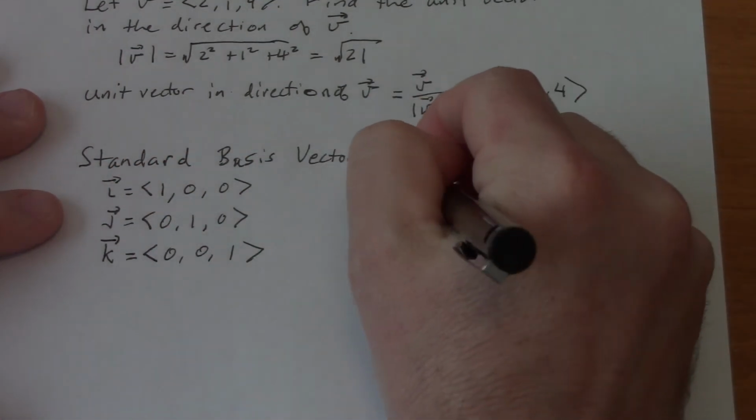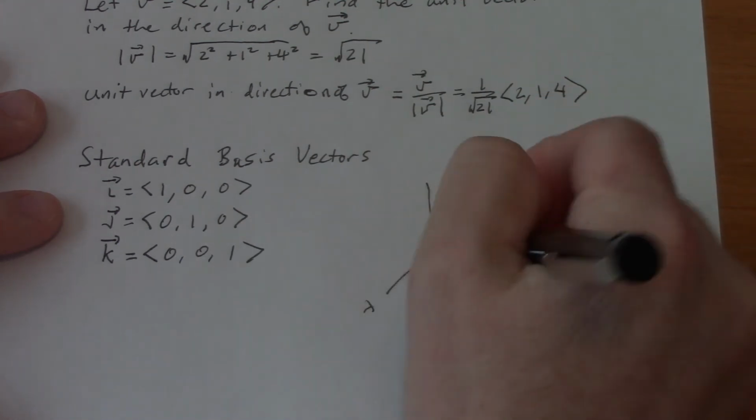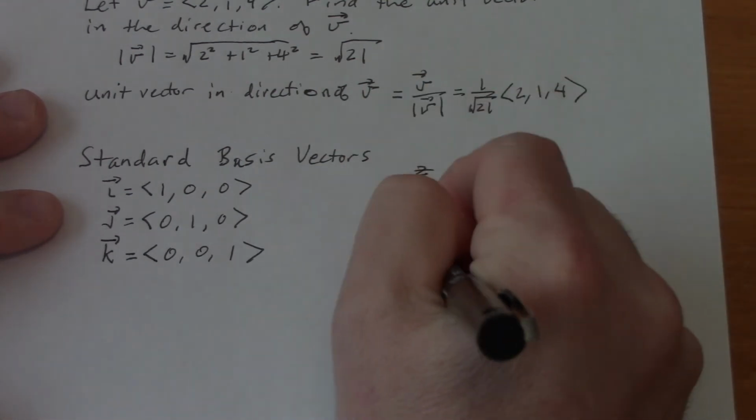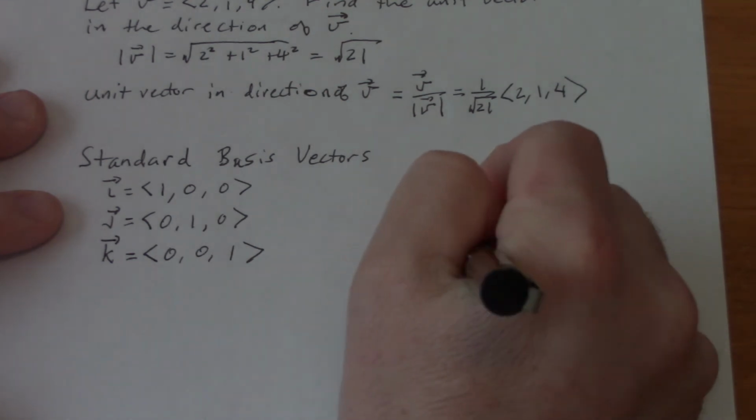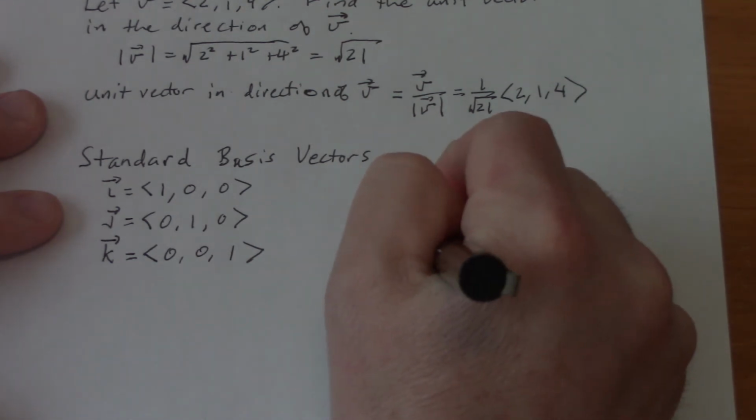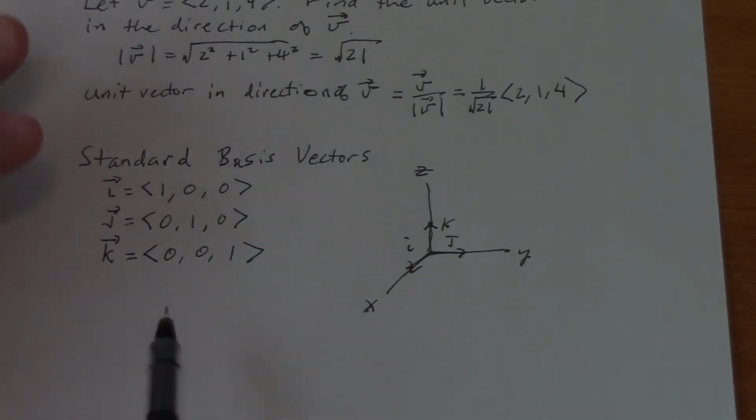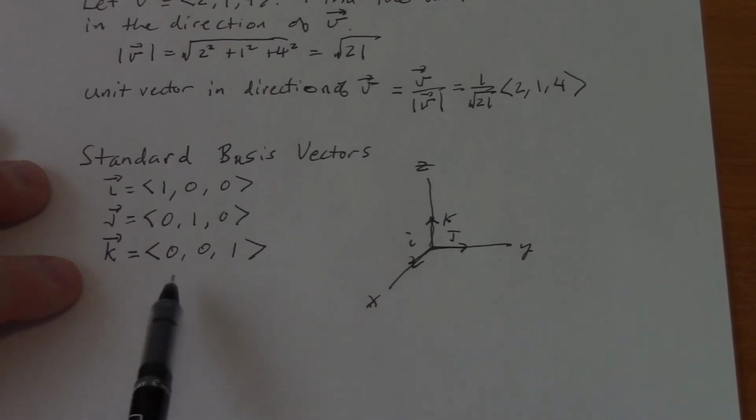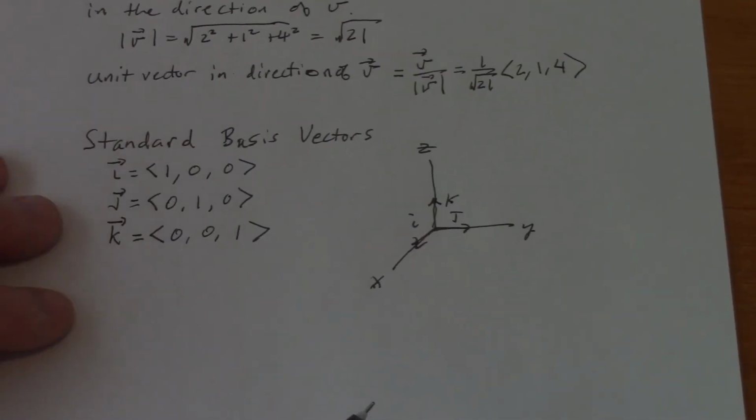If you think about how 3-space is done, you have an x, y, and z-axis, and these vectors go like this: i would be a vector there, j would be a vector there, and k would be a vector there. These are all unit vectors, and they're all perpendicular to each other, so they're what we call an orthonormal basis. Those are nice things to have.